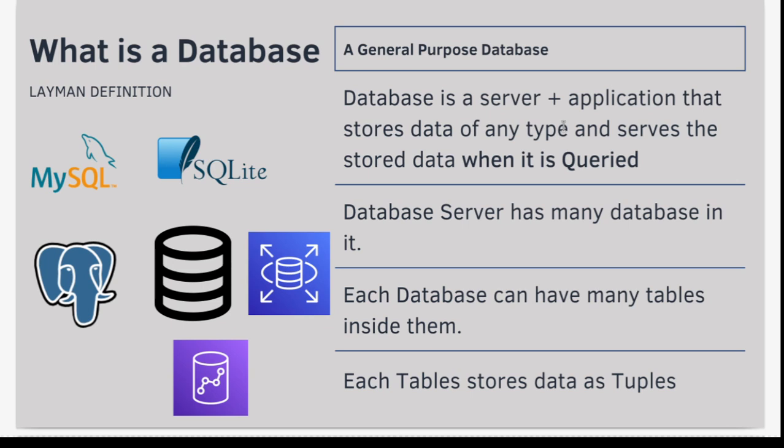Just understand the basics. A database is a server plus a software application that stores data of any type and provides the data back to you if you ask for it. That is a database. A database server can have many databases inside it. Each database can have many tables inside them, and each table stores data as simple tuples. Tuples are considered as a list. This is the basic of a database.